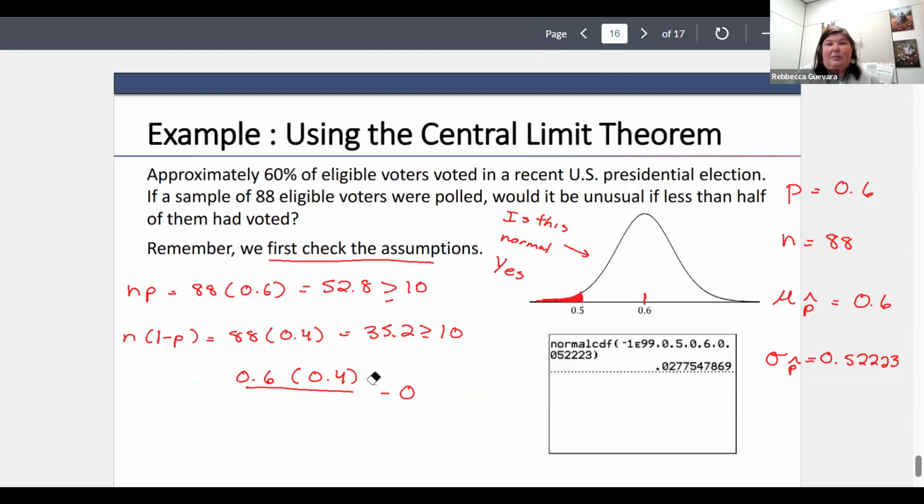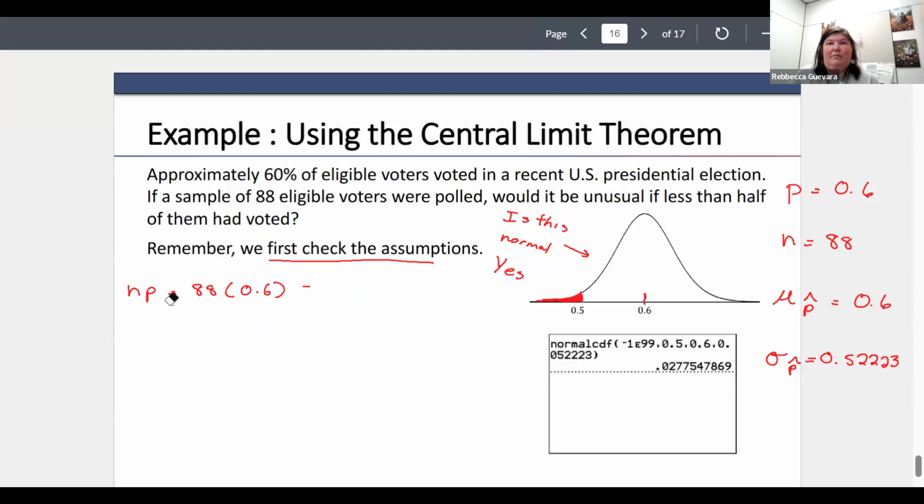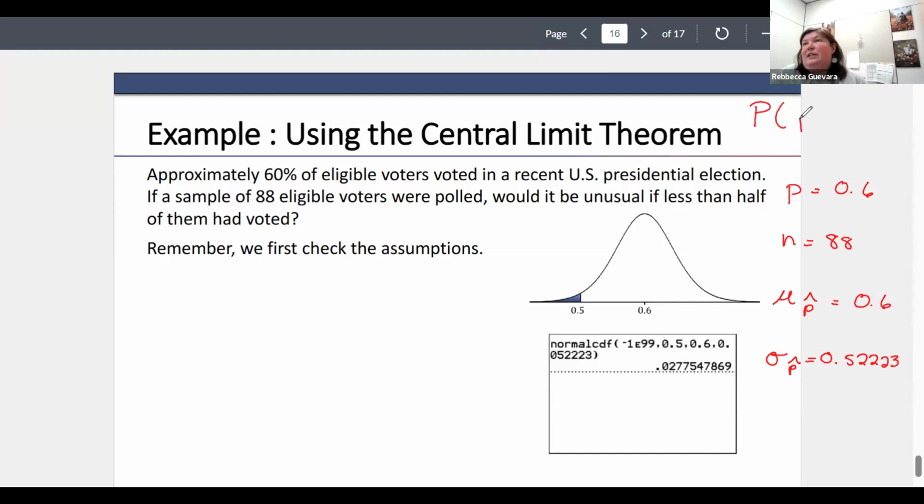All right, so let's get rid of this part here. Make a little note up here. What we're looking for is the probability that my sample proportion would actually be less than half. Yep, less than half, so less than 0.5.